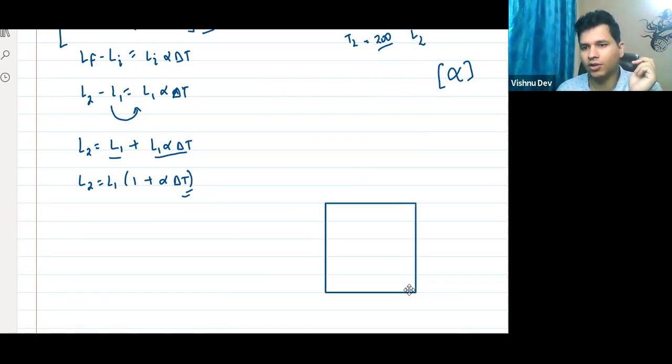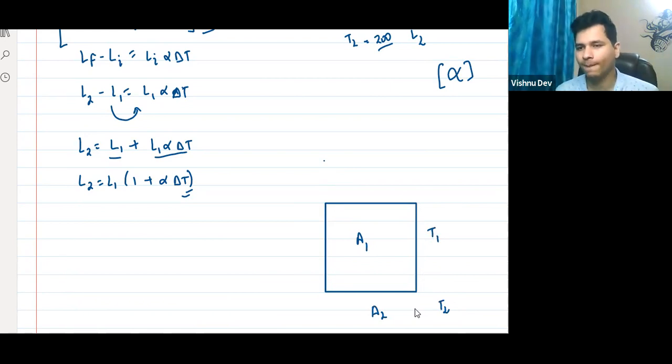So when you talk about a sheet, there's area, the total area. Suppose the area is A1 at temperature T1, and suppose the area will be A2 at temperature T2. Will the area change? My question is, will the area change? Sir, how will the area change because of temperature? Think about it.